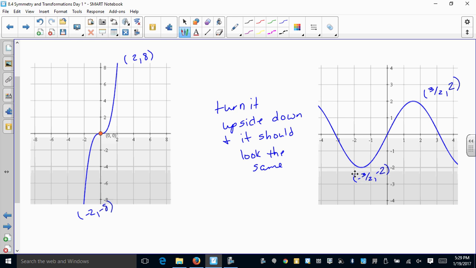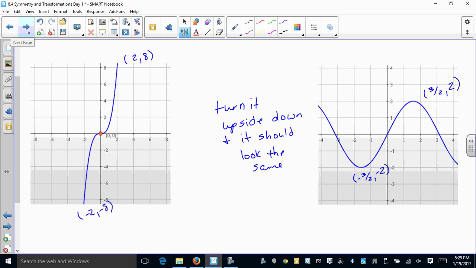So first thing that you have to be able to do is identify your symmetry just by looking at it. And again, if it looks like a mirror image over the y-axis, it's symmetric to the y-axis. If it looks like it was flipped over the x-axis, then it's symmetric to the x-axis. And if you can turn it upside down, symmetric to the origin. Anyways, it was flipped over the x and y.